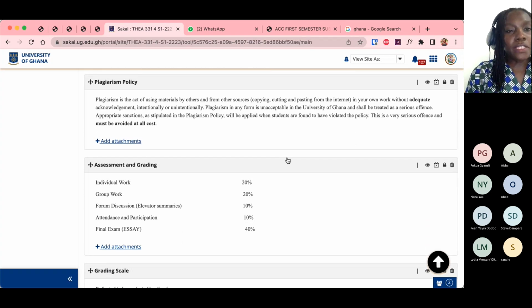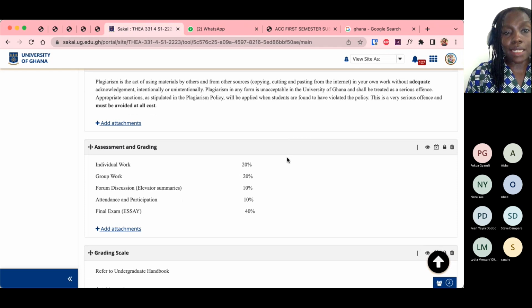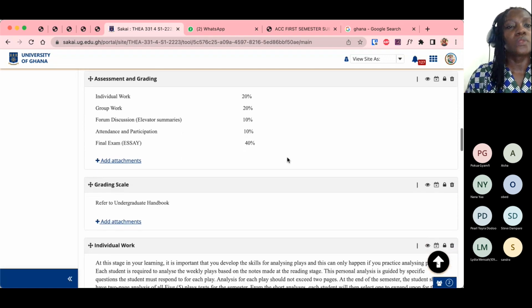Plagiarism. Plagiarism is the act of using materials by others and from other sources, that is copying, cutting and pasting from the internet, in your own work without adequate acknowledgement, intentionally or unintentionally. Plagiarism in any form is unacceptable in the University of Ghana and shall be treated as a serious offense. Appropriate sanctions, as stipulated in the plagiarism policy, will be applied when students are found to have violated the policy. This is a very serious offense and must be avoided at all costs.